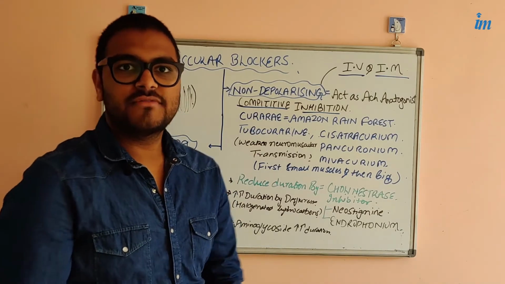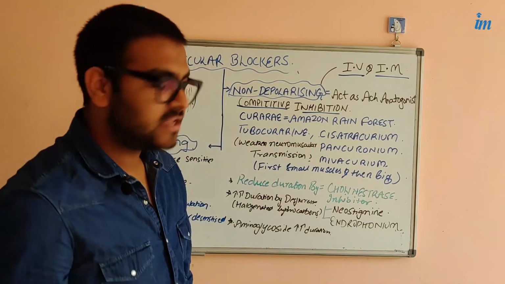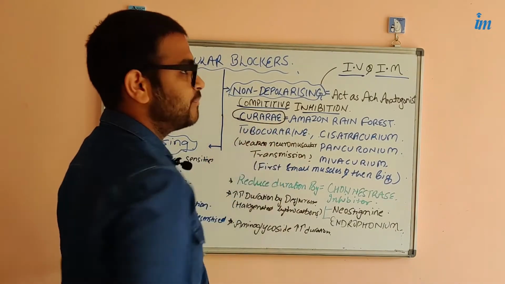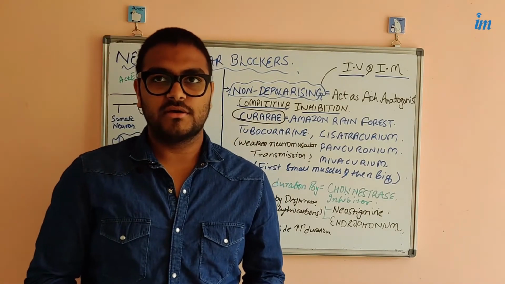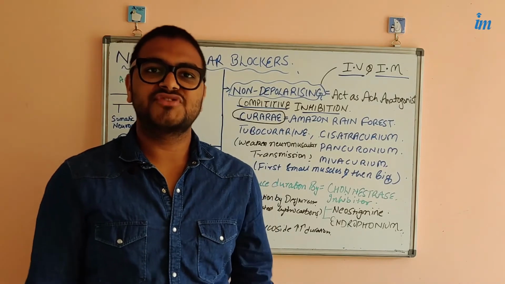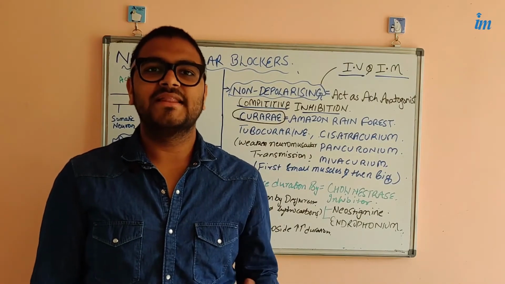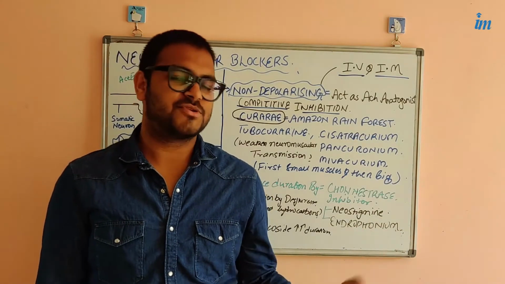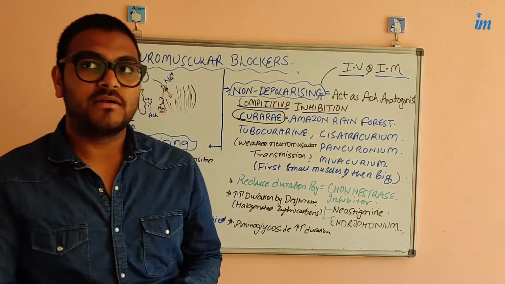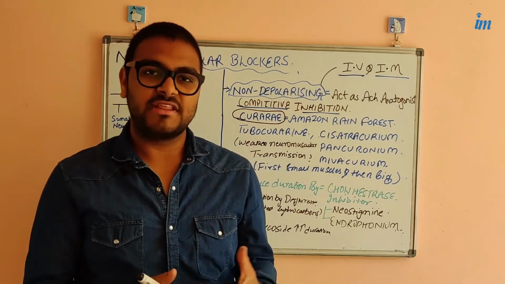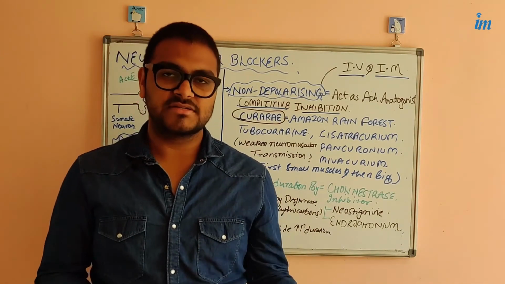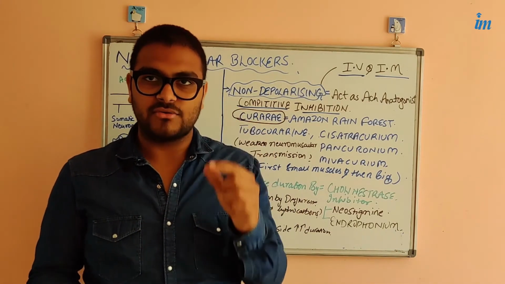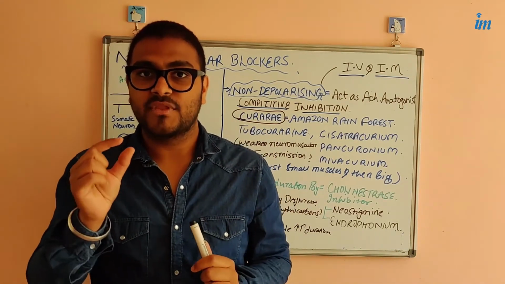The interesting story of the neuromuscular blockers is what we get from the substance curare. Curare is a very interesting substance that was discovered by scientists in the Amazon rainforest. Some native men in the Amazon rainforest were hunting animals with arrows, and on the tip of their arrows, they had curare.